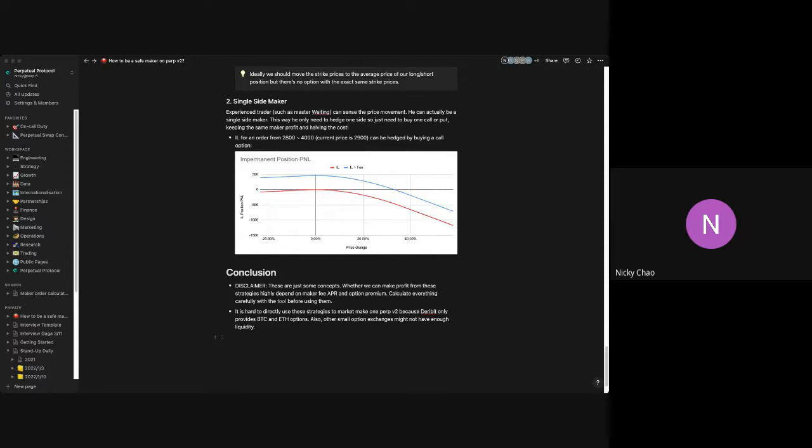Waiting emphasizes that it is still very hard to earn some profit from these kinds of strategies. It highly depends on the fee and the premium.